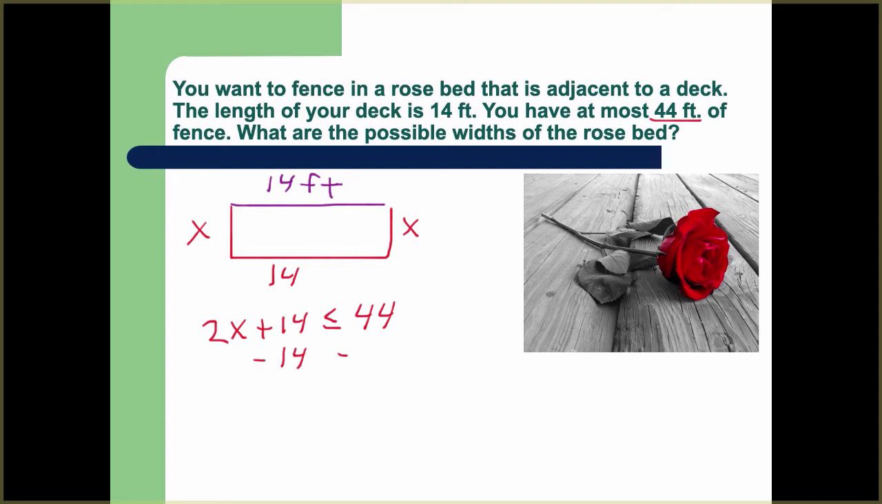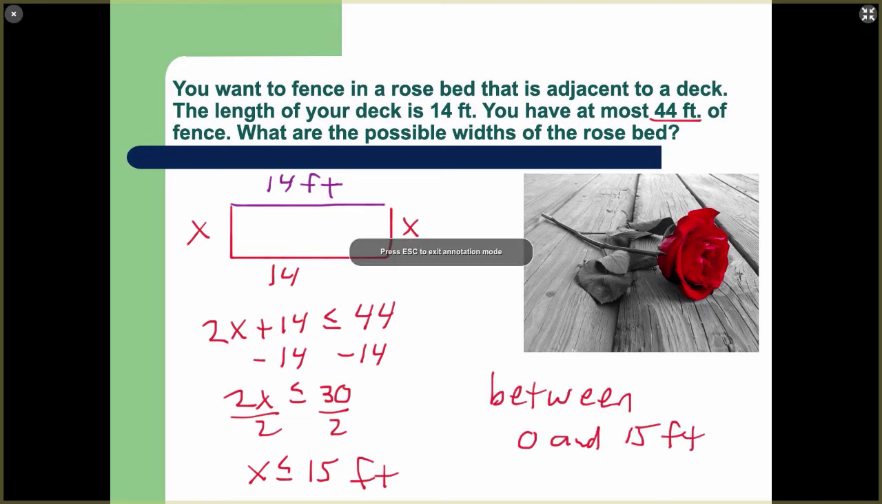We're going to subtract 14 from both sides. Then we'll have 2x is less than or equal to 30. And we'll divide by 2. And we'll get that x is less than or equal to 15. So our dimensions can be anywhere from 0 to 15 feet. And make sure when you do word problems, you label it. So x has to be less than or equal to 15 feet. And it actually has to be between 0 and 15 feet for the width of the rose bed.